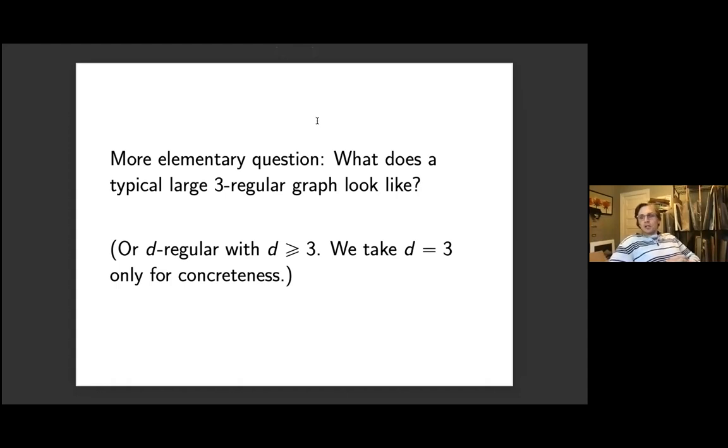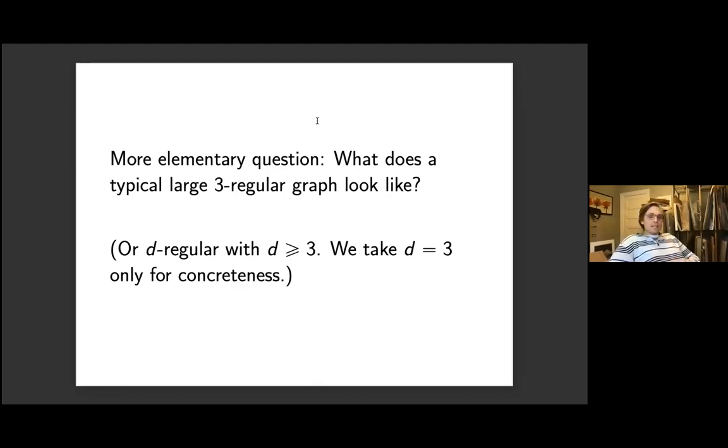And this is an easier question because there's a natural and easy notion of typical. For any number of vertices, there's a finite number of 3 regular graphs with that many vertices, and we can look at the uniform probability measure on them. So on a fixed number of vertices, we can look at a uniformly random 3 regular graph.